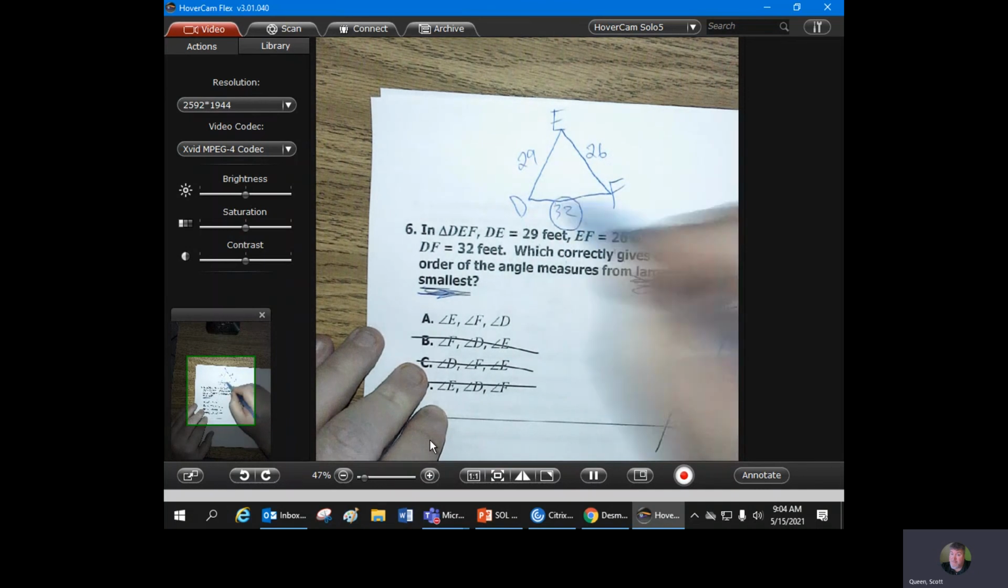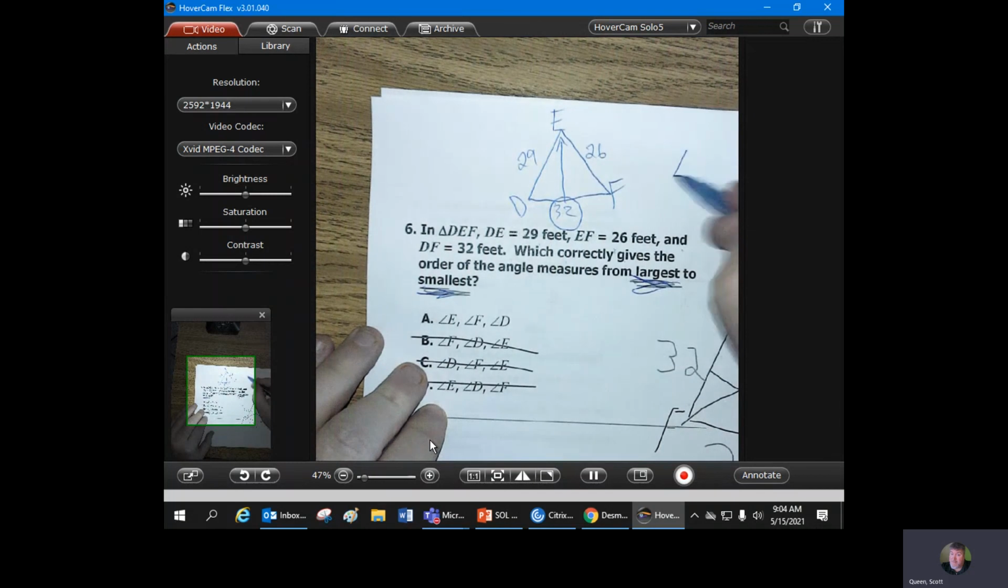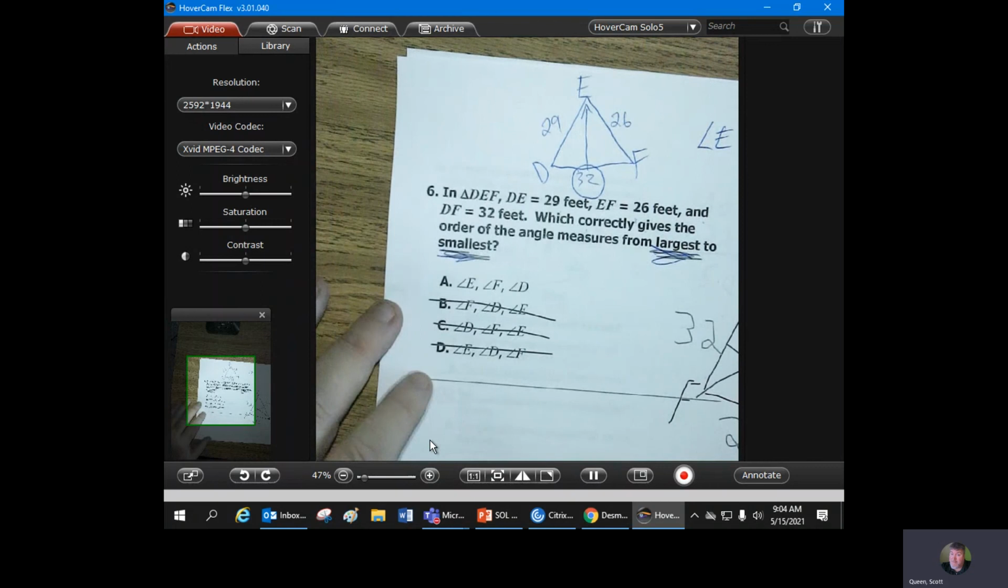There's my largest, and I'm going to circle that to make it stand out. That's directly across from E. So angle E is my biggest angle. Do you agree? First thing I'm going to do now, see if I don't have to do any more work.